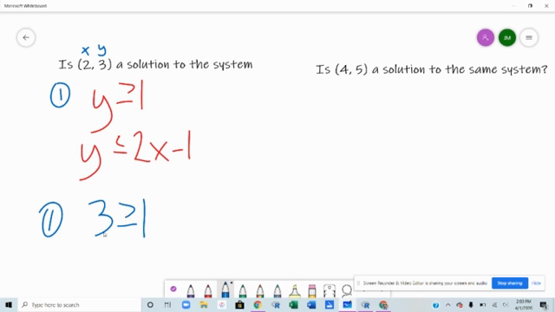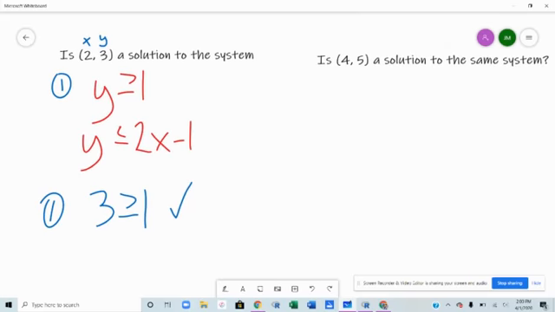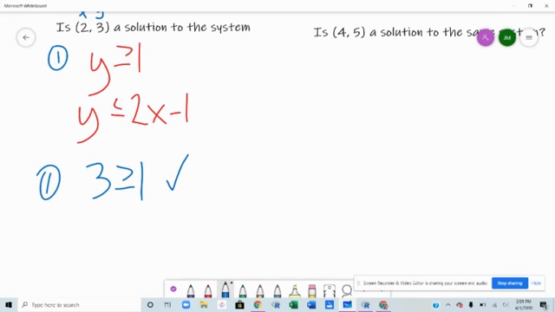My left side is just 3, my right side is just 1. There's no work to have to do. I just see if this is true. It says 3 is greater than or equal to 1. Is that true? Yes, it is. If it's true, you now need to go on and check the second inequality. In order for it to be a solution, it has to work for both. So now we're going to check number 2 the same way, just using our other inequality.